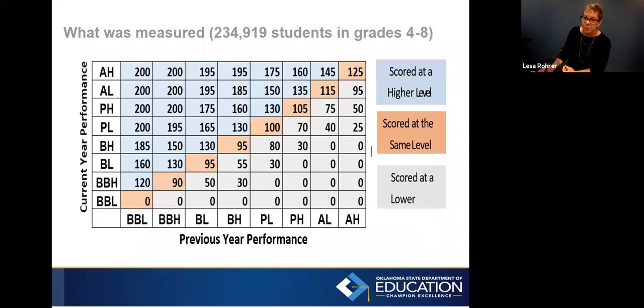So what was measured? Well, we have 234,919 students in this indicator across grades 4 through 8. This is what the point values look like. How you read this is, if I have a student that scored below basic low 1 year and they stayed below basic low, they're earning 0 points. Across this, orange tells me that these are students that scored at the same level.